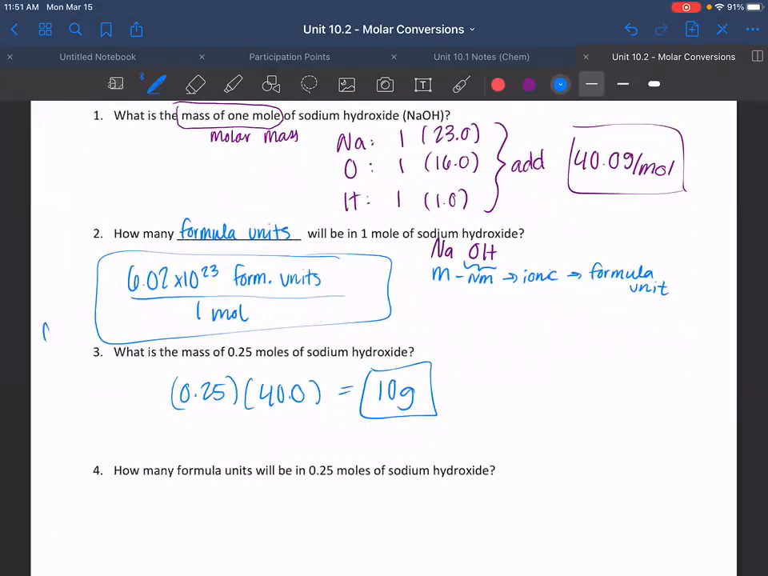What if we have 0.25 moles? How many formula units would we have? Yes, we would have 0.25 of Avogadro's number of formula units, which equals 1.505 times 10 to the 23rd formula units.